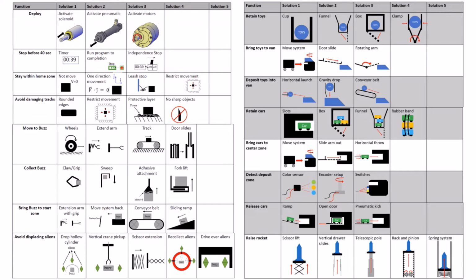In the morphological chart, various solutions to each function are illustrated and labeled. Design alternatives were created by choosing one solution for each function and merging them together into one design. After having evaluated 4 different options, a preferred design was chosen by a unanimous team decision. In the end, the chosen design was the one with a scissor extension mechanism to retrieve Buzz, a cascading lift mechanism for the rocket, a pneumatic kick for the RC cars, and a flip-out rotating arm for the toy ball.